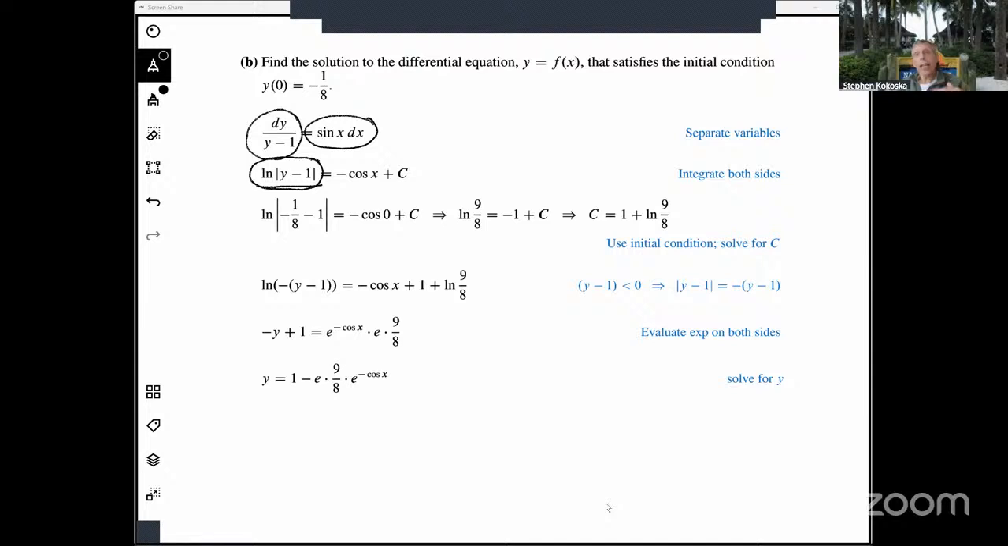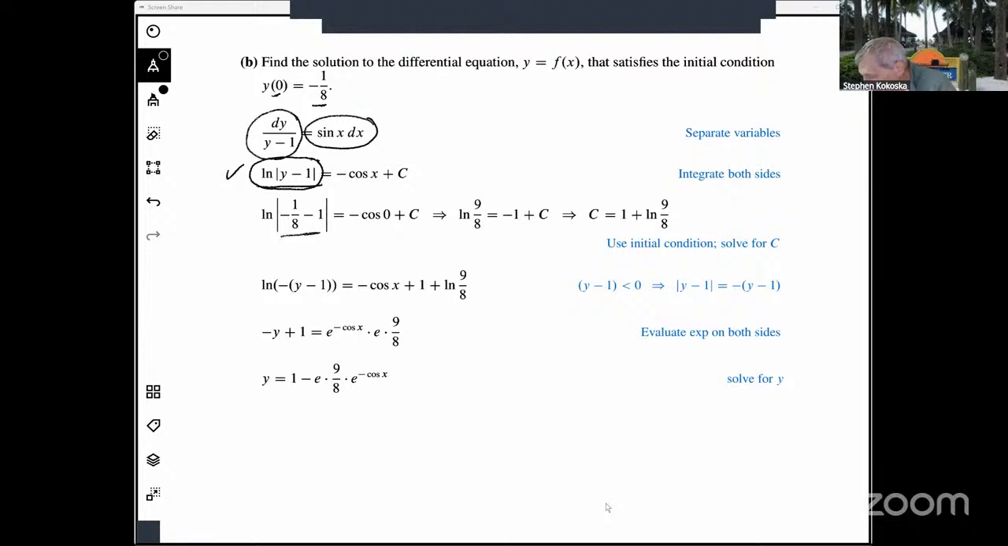And now the next step should always be to use the initial condition and solve for c. Some students try, right after this antiderivative step, to solve for y, to isolate y, and then use the initial condition. In general, it is much easier to use the initial condition right now, with less chance of an error. So I'm going to plug in the value for x, which was 0, and the value for y, which was minus 1/8.